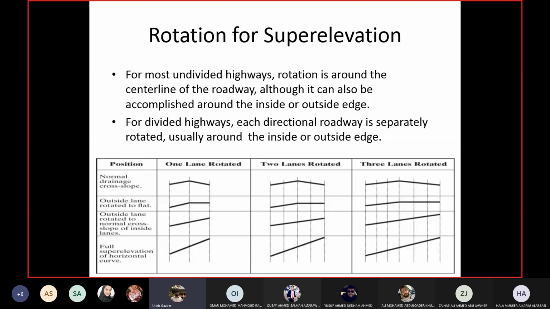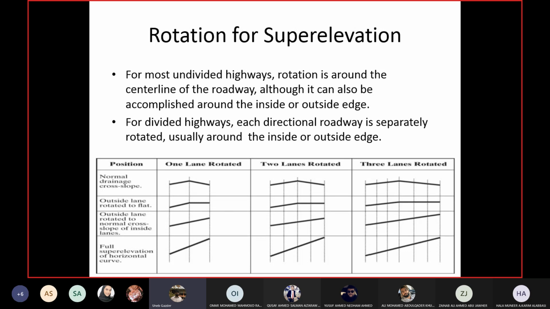So you can have undivided highways or divided highways. Undivided means without median, divided means with median. For undivided highways, the rotation happens along the center line. Now what do we mean by rotation around the center line, the inside edge, or the outside edge? When I say around this line, it means that line will not change its elevation. The rest of the road will change its elevation to achieve super elevation.